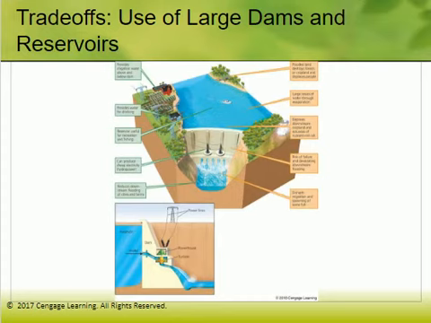I hope you brought your binoculars for this slide, because you darn sure can't read it on the screen. So what I would do if I were you is look at this in your textbook. Make sure you take note of how hydroelectric power works.